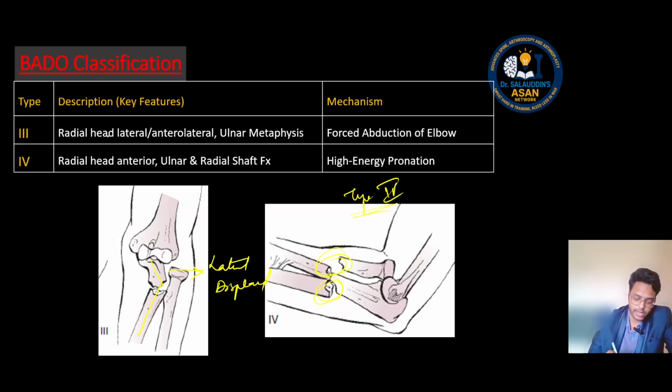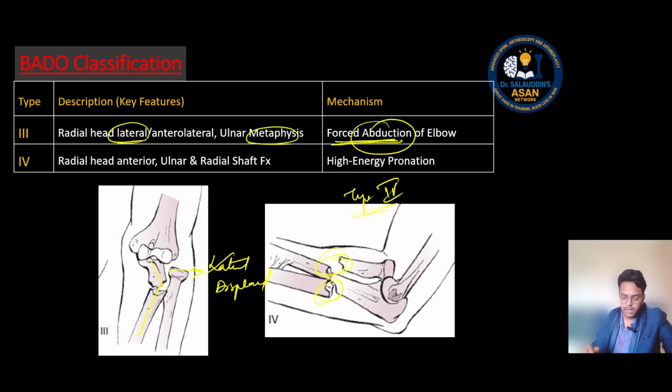So radial head lateral with ulna metaphysis fracture is because of forced abduction of the elbow. So you give a forced abduction, then you have lateral displacement of the radial head and angulation of the ulnar shaft laterally. The fourth one is radial head anterior and radius shaft fracture. It is high energy pronation.